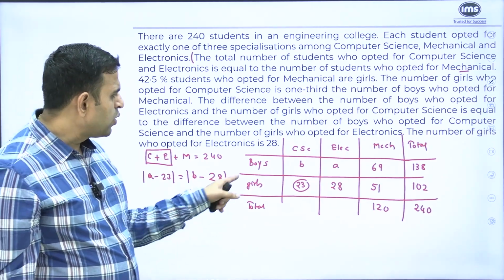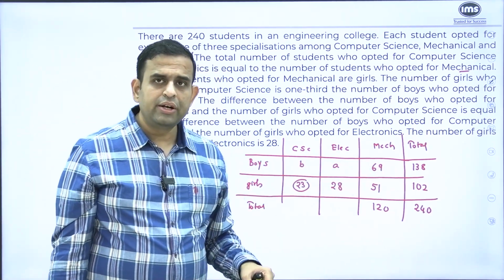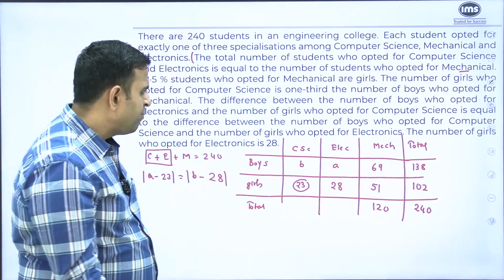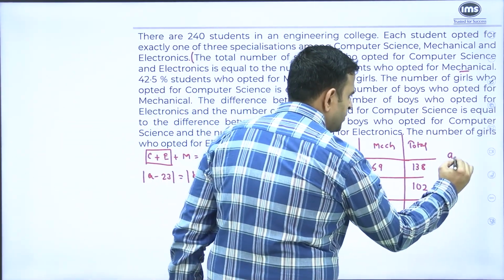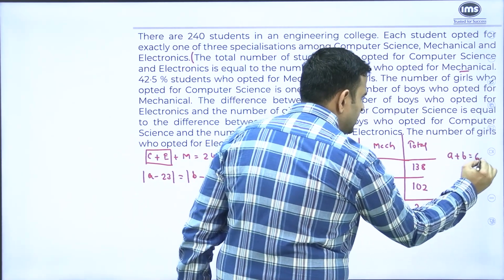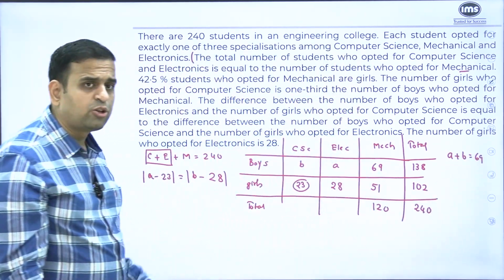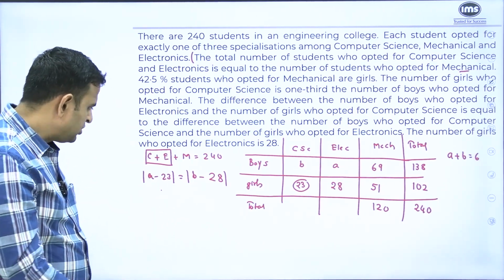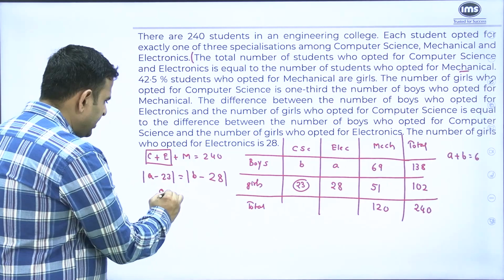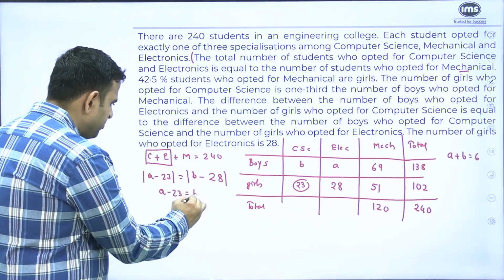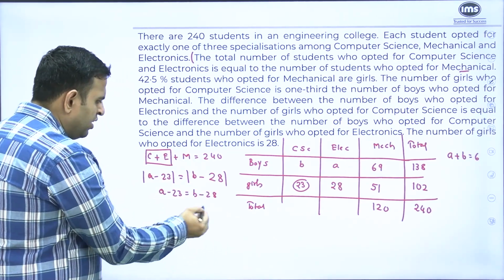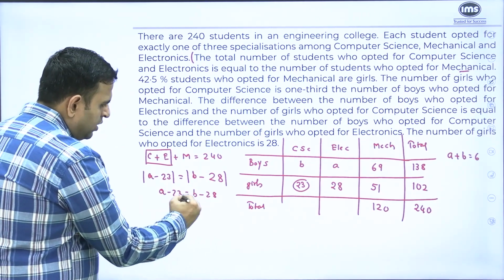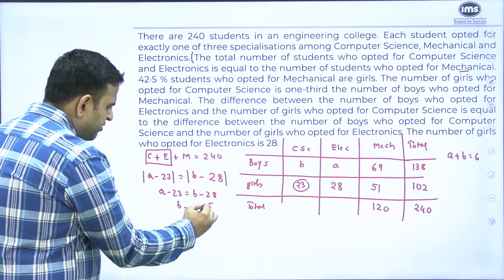Also understand the total number of boys must be equal to 138, and out of that we have 69 over here. It simply means A plus B is going to be equal to another 69. That's also very, very important. And now if you look at what we can possibly say, A minus 23 is B minus 28. From this I can say B minus A is equal to, this will come out to be 5.